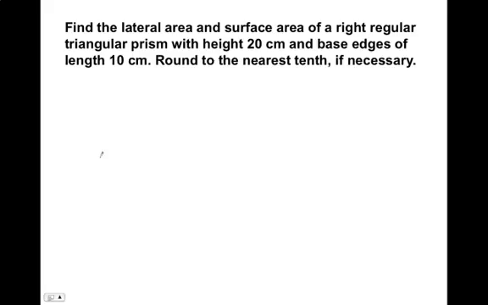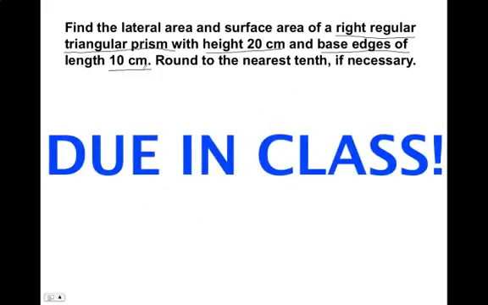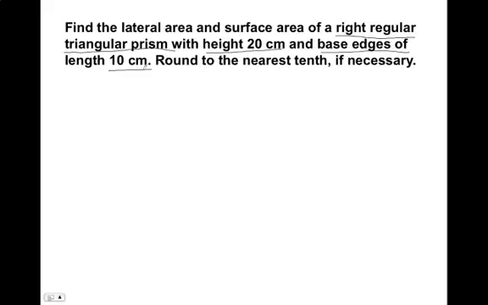I want you to do this one for class to find the lateral and total surface area of a right regular triangular prism. Has a height of 20 centimeters and base edges of 10 centimeters. My hint to you here is to draw and label the base only. You know the height is 20 centimeters. That's easy to substitute in. But make sure you draw the base and label in order to find the perimeter and the area. Have this ready for class on Monday and Tuesday.